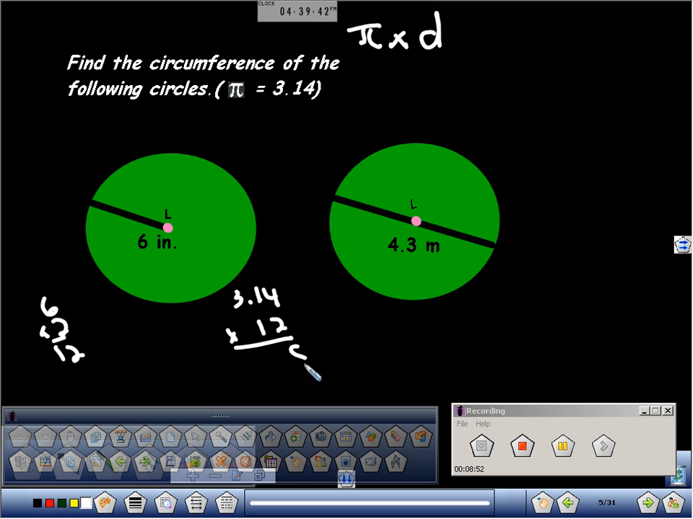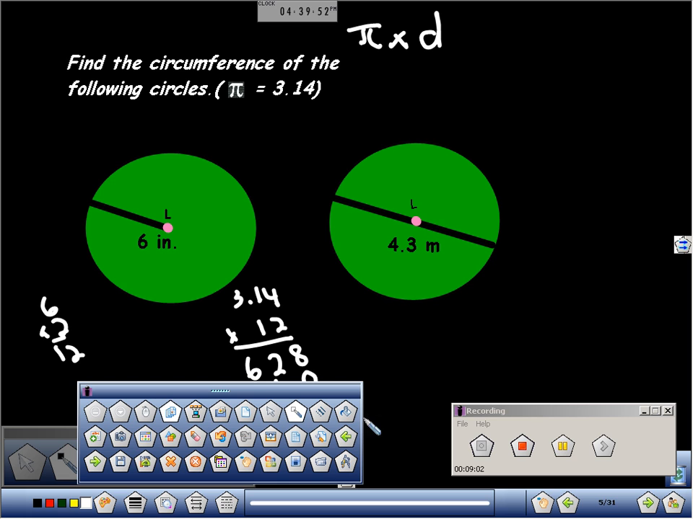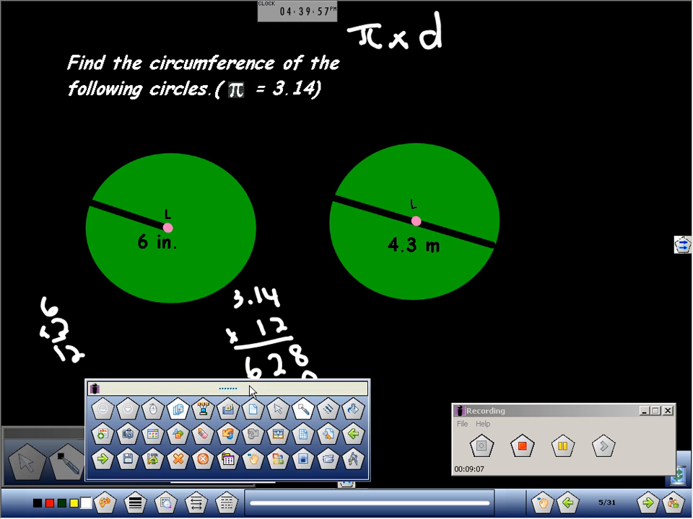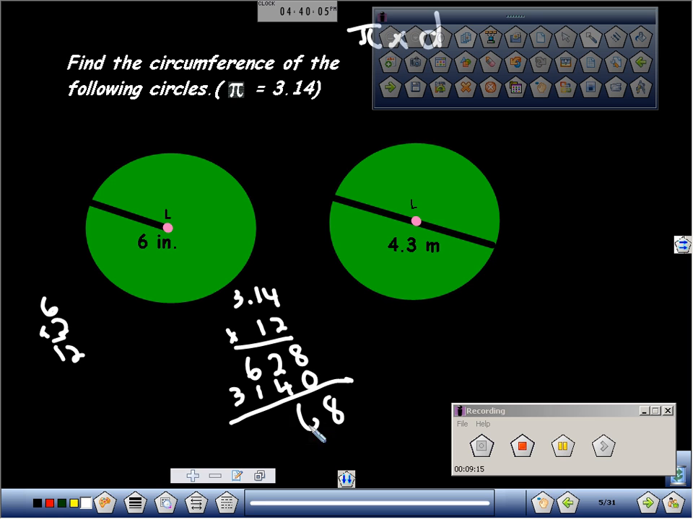4 times 2 is 8. 2 times 1 is 2. 2 times 3 is 6. Put my 0. 1 times 4 is 4. 1 times 1 is 1. 1 times 3 is 3. So, oops, what did I do there? Let's move this out of the way. Put it up here. Then we add. We get 8, 6, 7, 3, 1, 2, 1, 2. So our circumference would be 37 and 68/100.